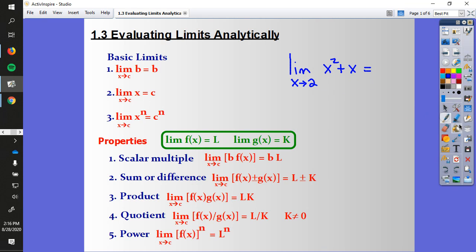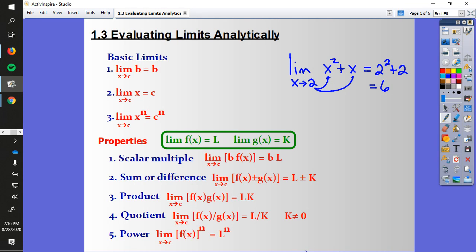Now, what we'll end up doing, again, is just a direct substitution. So we'll have 2 squared plus 2. In this case, that would be 6. Okay, so we're always looking to do a direct substitution. So all of these are sort of like that. A product, a quotient, even a power, all of those are simply direct substitutions.